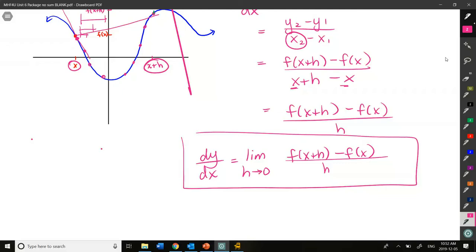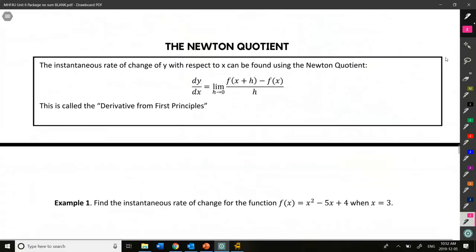So that's also the nice thing about this method: if I wanted to find instantaneous rate of change at 2, 3, 4, and 5, I don't have to do 4 different limit charts in order to figure that out. I just have to calculate this and then I'll plug in x equals 2, x equals 3, 4, and 5. Okay, so here's our Newton quotient. This is also called derivative from first principles. So has anyone ever heard the word derivative before? In terms of math?